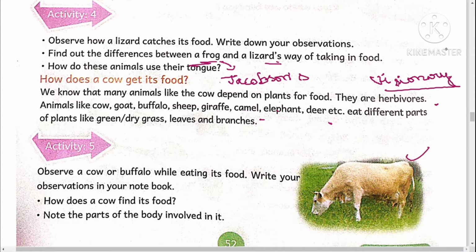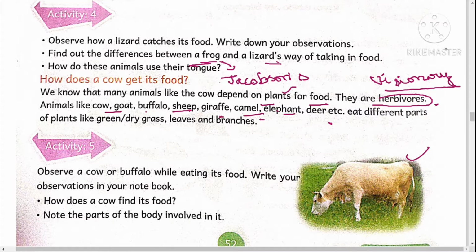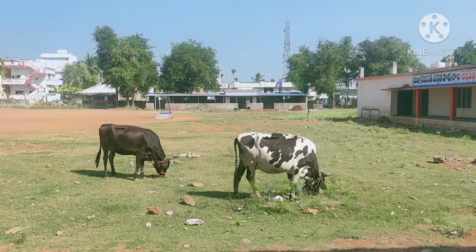We know that many animals like the cow depend on plants and grass for their food. So the animals which depend on plants or grass, plant food, those animals will be called herbivorous. Animals like cow, goat, buffalo, sheep, giraffe, camel, elephant, deer, etc. eat different parts of the plants like green, dry grass, leaves and branches. So these animals depend on plant food, so these animals will be called herbivores.